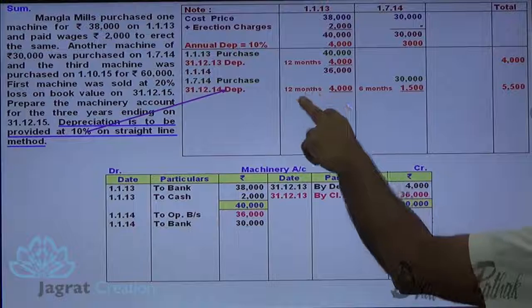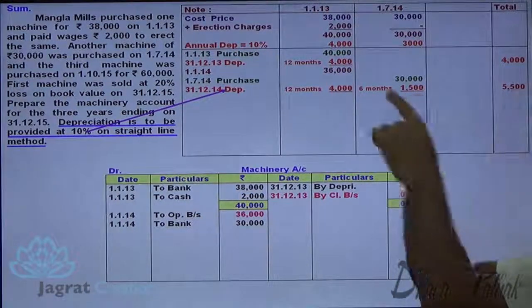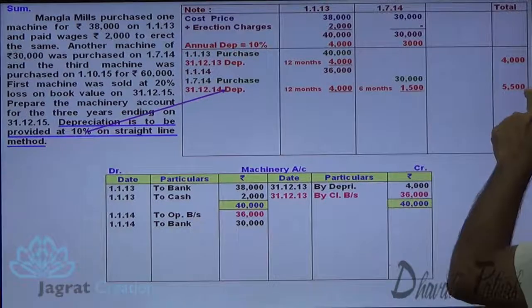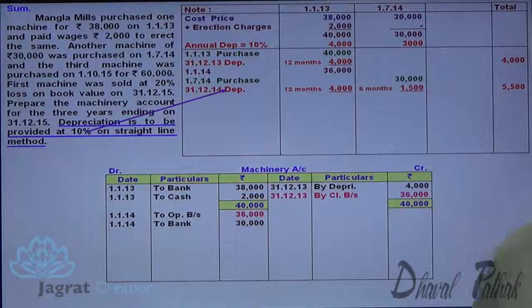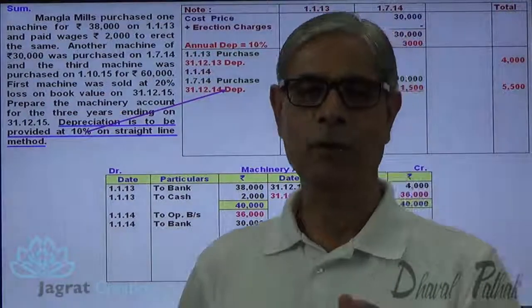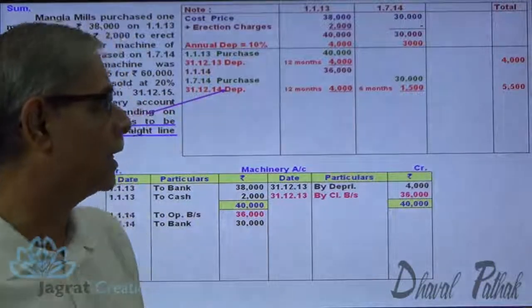So here 12 months depreciation, that is 4,000. 6 months depreciation, half of 3,000, 1,500. Total depreciation 5,500. 4,000 plus 1,500, 5,500. Now on the basis of this 5,500, I am required to write the entry for depreciation. Depreciation account debit to machinery account credit.